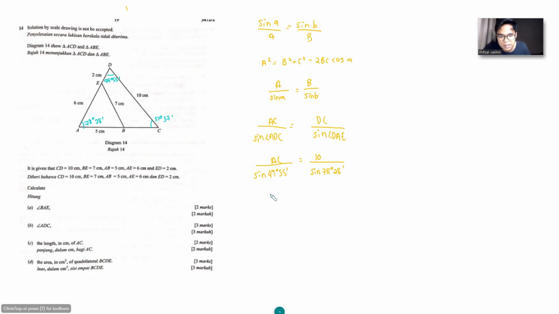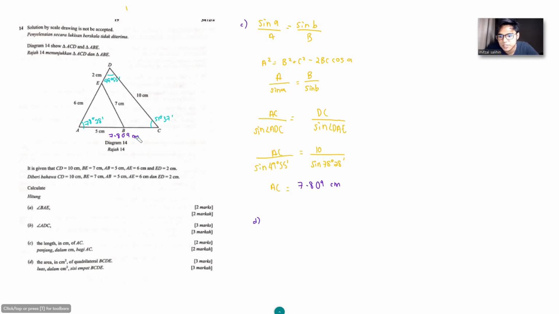So now you just plug in everything inside the calculator. So your final answer would be AC is equivalent to 7.809 cm. Next, we are required to find the area in cm square of quadrilateral BCDE.